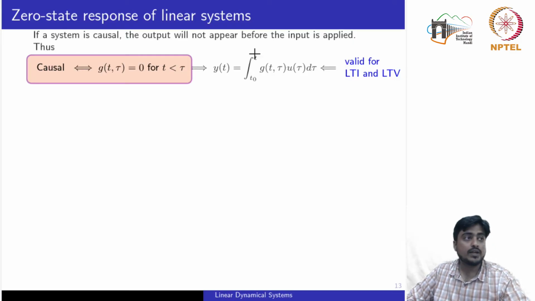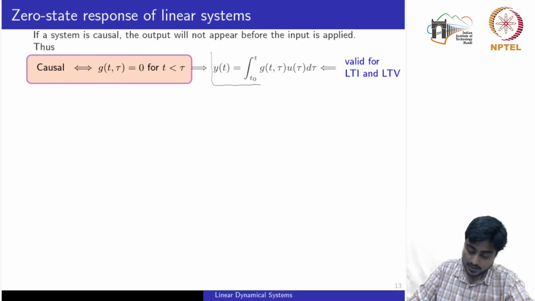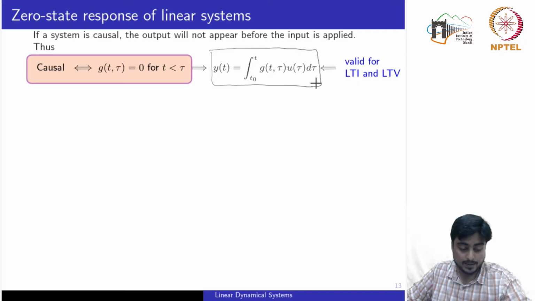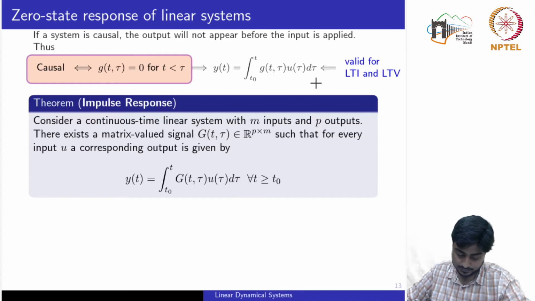Up to this point, we have not introduced the notion of time variant and time invariant. So the input output description of the system given by this equation is in fact valid for both types of systems. We will further distinguish how to do the analysis for the time invariant case and for the time varying case. So we have this first result on the impulse response: consider a continuous time linear system with m number of inputs and p number of outputs. There exists a matrix valued signal capital G of t comma tau, which is basically a matrix of dimension p cross m.